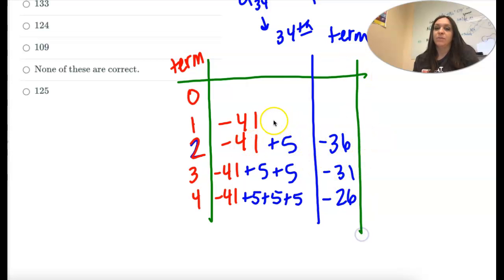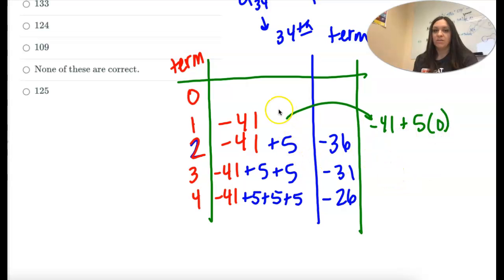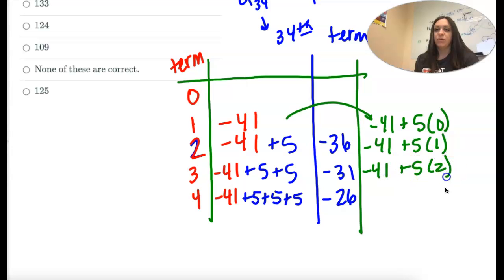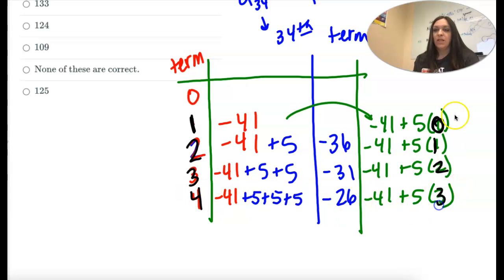I'm going to write it out here and move this column over. This is -41 plus 5 zero times, right? We didn't have one there. This is negative 41 plus 5 one time. This is negative 41 plus 5 two times. Negative 41 plus 5 three times. Do you see this pattern? Our term number 1 multiplies 0. Our term number 2 multiplies 1. I hope you notice something about these numbers: these are always 1 less.